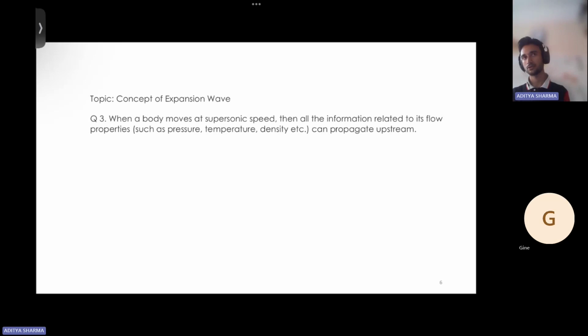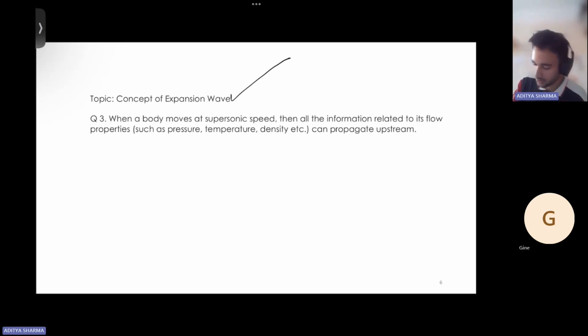Again, the topic is the concept of expansion wave. You can write concepts of expansion wave on the same thing. So this is the concept of expansion wave.